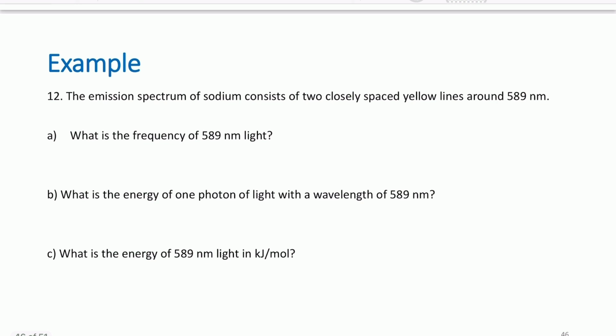Okay, number 12. The emission spectrum of sodium consists of 2 closely packed yellow lines around 589 nanometers. What is the frequency of 589 nanometers of light? Well, I know that lambda equals c over nu. So I'm going to rearrange that to solve for frequency, or nu, which is equal to c over lambda, your speed of light over your wavelength.